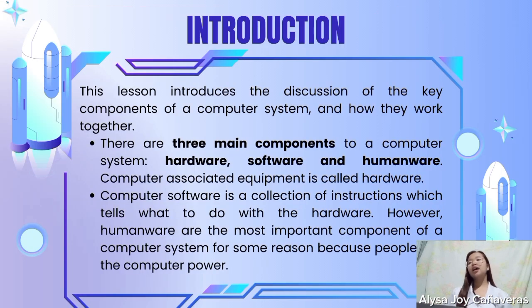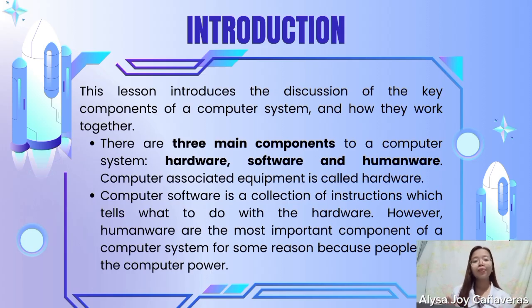The introduction is that this lesson introduces the discussion of the key components of a computer system and how they work together. There are three main components of a computer system: the hardware, the software, and the humanware. I apologize if there are some background noises, but I will make sure that my voice is audible. The computer-associated equipment is called hardware. The hardware is everything that we can touch that is a part of the computer. Computer software is a collection of instructions which tells what to do with the hardware.